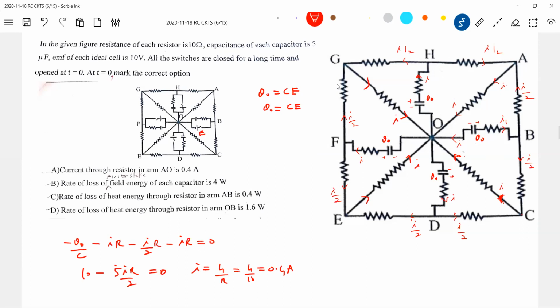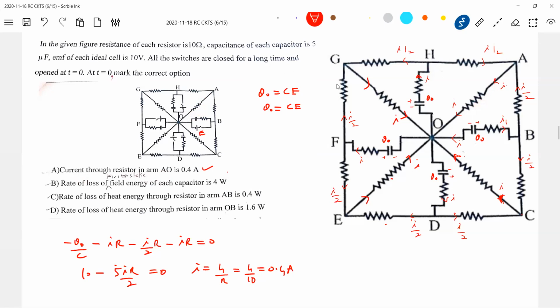All are having the same resistance. So what is the current through this resistor? It will be 0.4, and the current here will be 0.2 ampere. Once this is done, everything else is simple mathematics. Current through the resistor in arm AO, where is arm AO? This one. So this is how much? 0.4 ampere. Okay, this is the correct option.